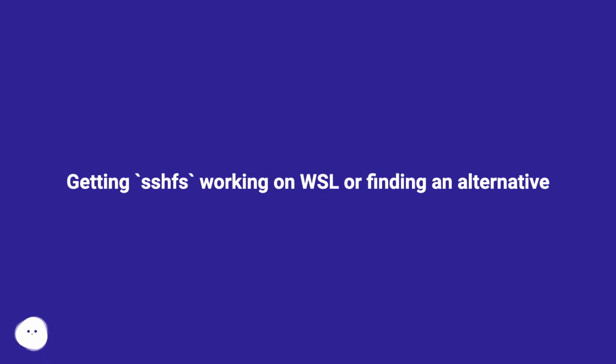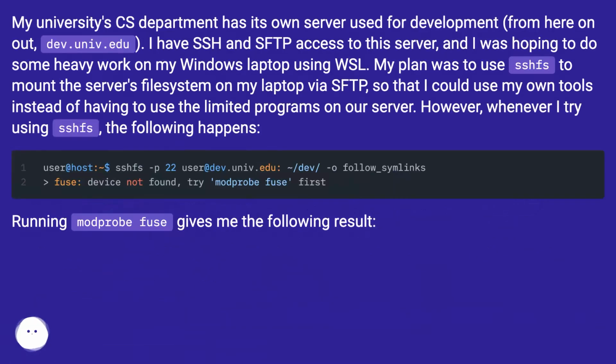Getting SSHFS working on WSL, or finding an alternative. My university's CS department has its own server used for development, from here on out dev.university.edu. I have SSH and SFTP access to this server, and I was hoping to do some heavy work on my Windows laptop using WSL. My plan was to use SSHFS to mount the server's file system on my laptop via SFTP so that I could use my own tools instead of having to use the limited programs on our server.